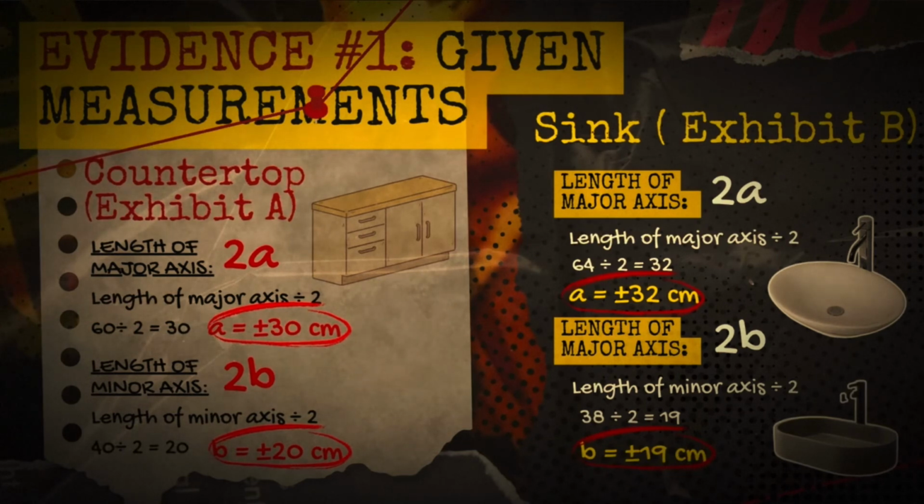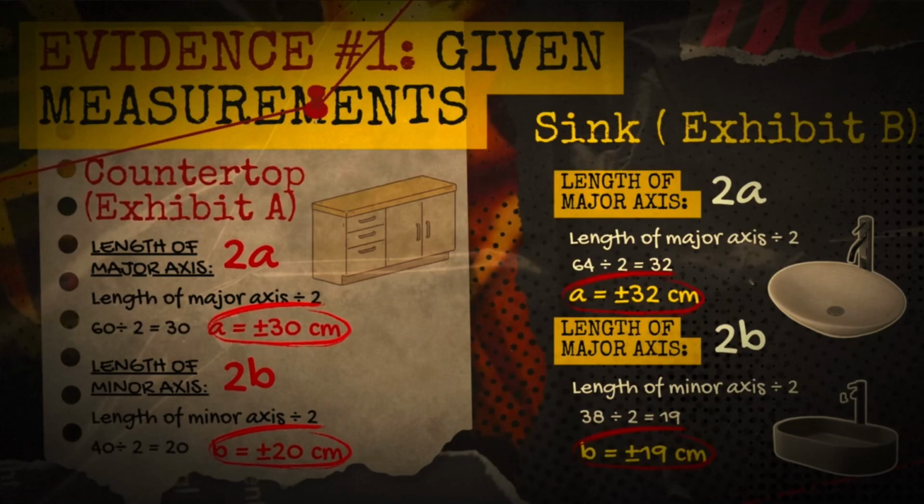So in the countertop, the length of the major axis will be divided by 2. So 60 divided by 2 is 30. Now the value of a will be equal to positive or negative 30. On the other hand, the minor axis of the countertop, we will also be dividing by 2. 40, our minor axis, will be divided by 2, which is equivalent to 20. Now b is equal to positive or negative 20.